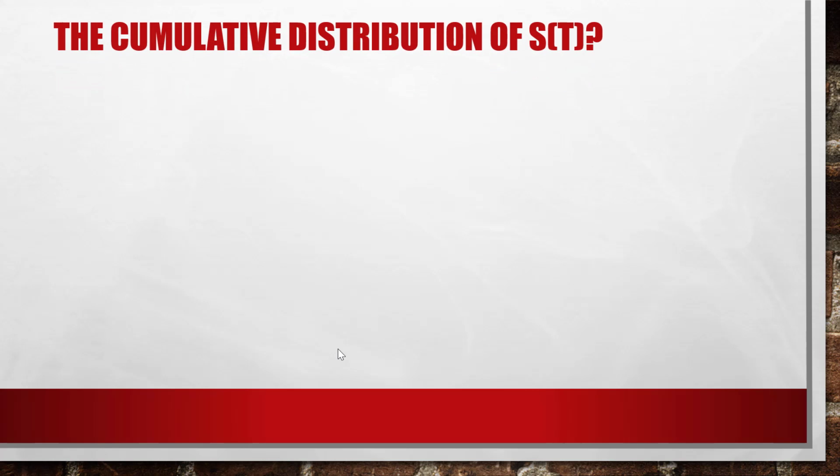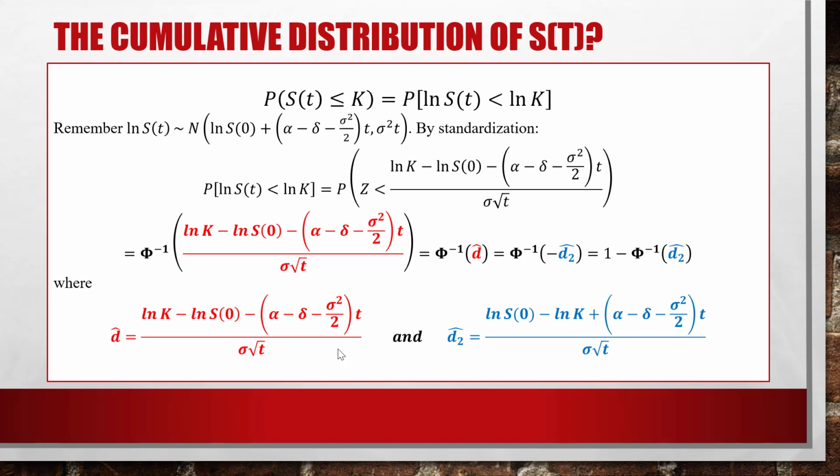Now let's look at the cumulative distribution of S of t. How do we derive it? We start with the probability of the stock price S of t less than or equal to K. K here is a strike price, for example.